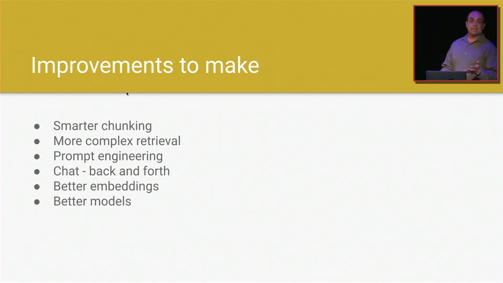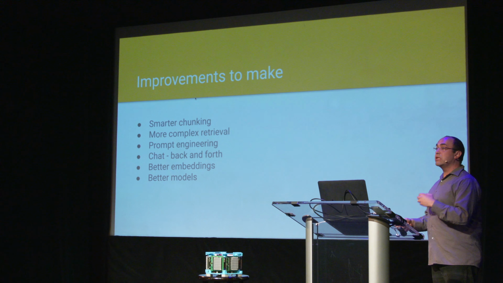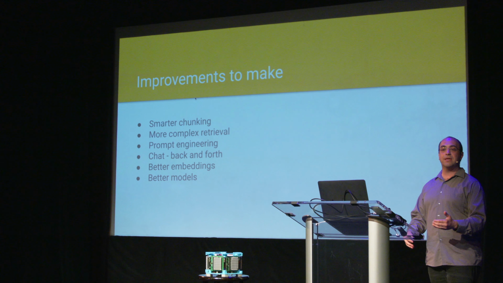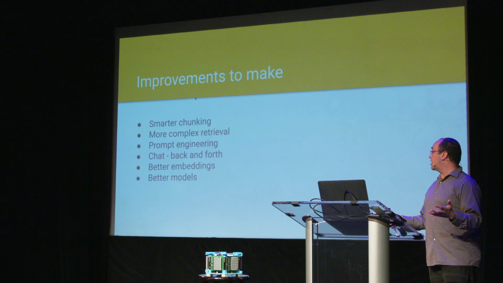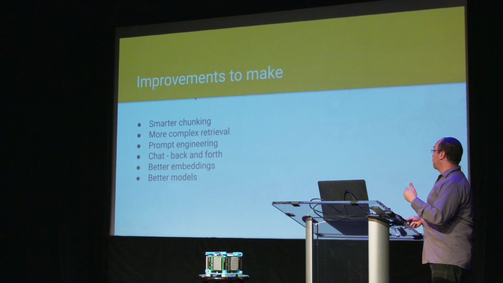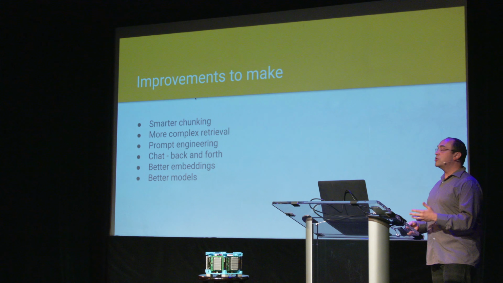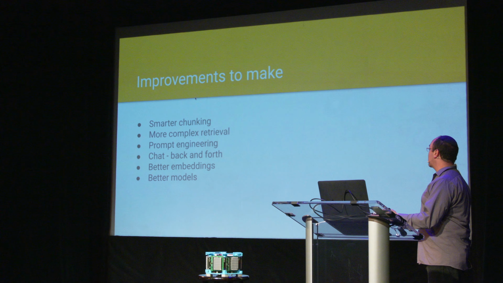There's lots of ways that I could make it better. I did some basic ideas with how to chunk it. There's a lot more complex retrieval methods than just cosine similarity. There's other things I could have told it. Maybe I could have told it even stronger not to lie. There's other embeddings models I could have used. There's other chat models I could have used.